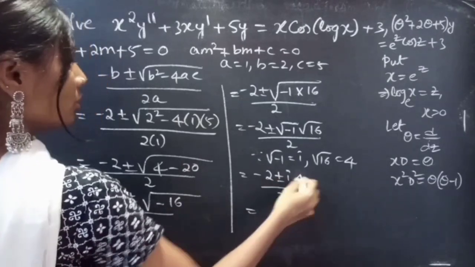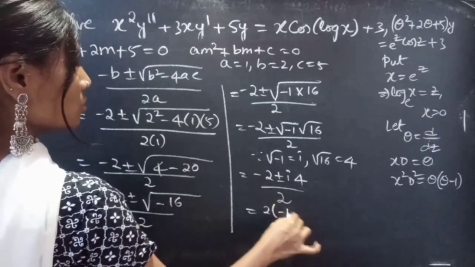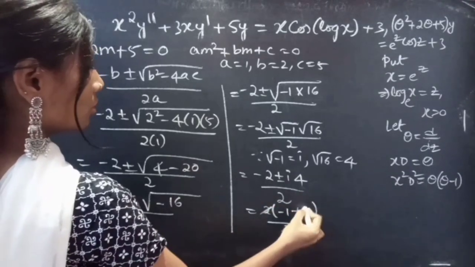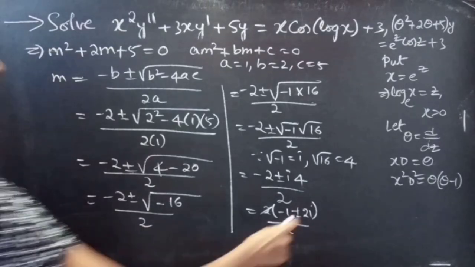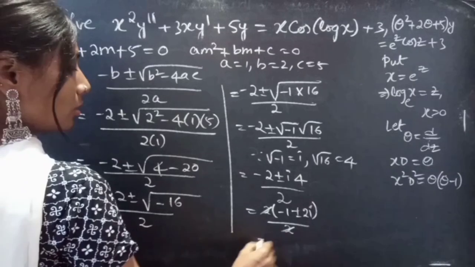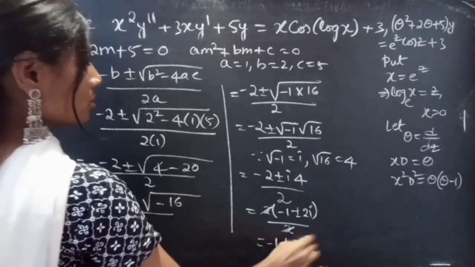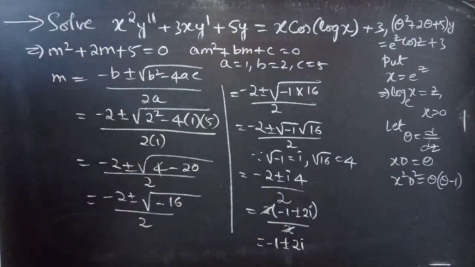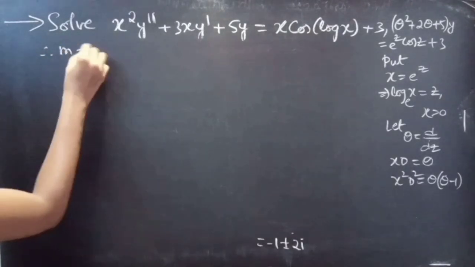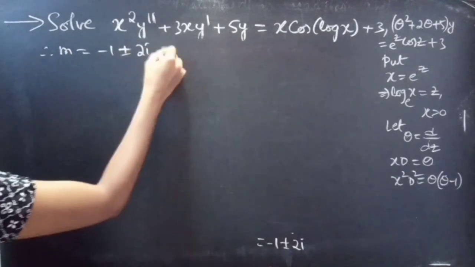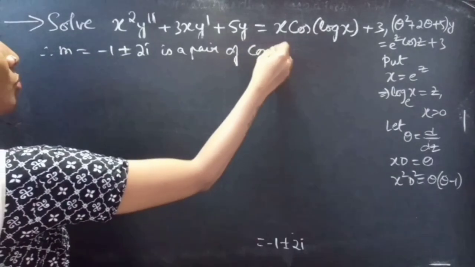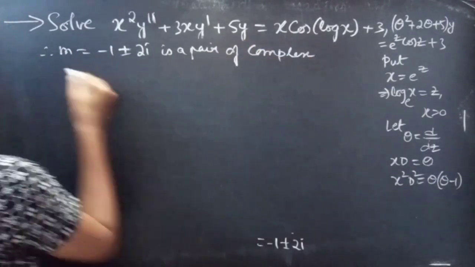Now take 2 common in the numerator. We'll get 2 times minus 1 plus or minus 2i by 2. The 2 gets cancelled and we'll get minus 1 plus or minus 2i, a pair of complex conjugate roots. Therefore, m equals minus 1 plus or minus 2i is a pair of complex conjugate roots.